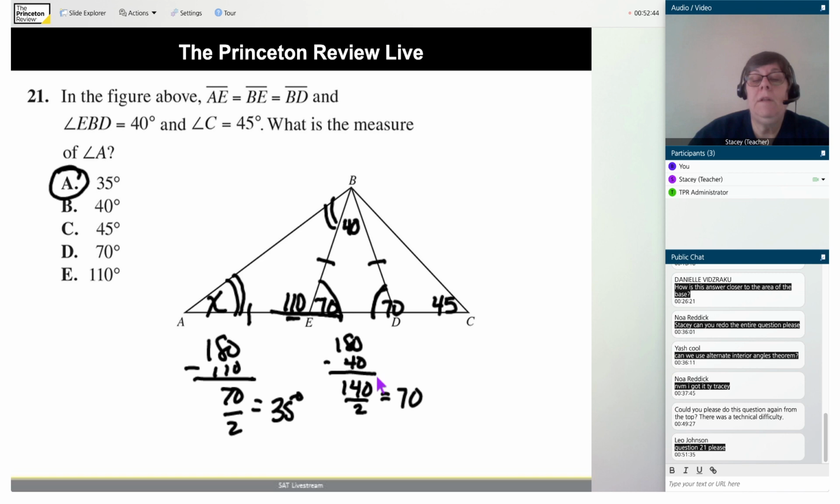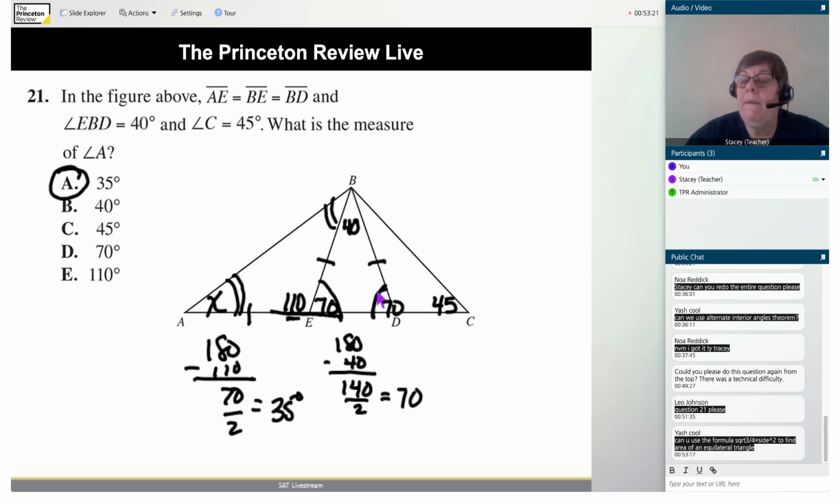The key to this question is I have two isosceles triangles. ABE is an isosceles triangle because AE is equal to BE, and triangle BED or BDE is an isosceles triangle because BE is equal to BD. Once I know that this angle is 40, since BE is equal to BD, these two angles have to be the same.